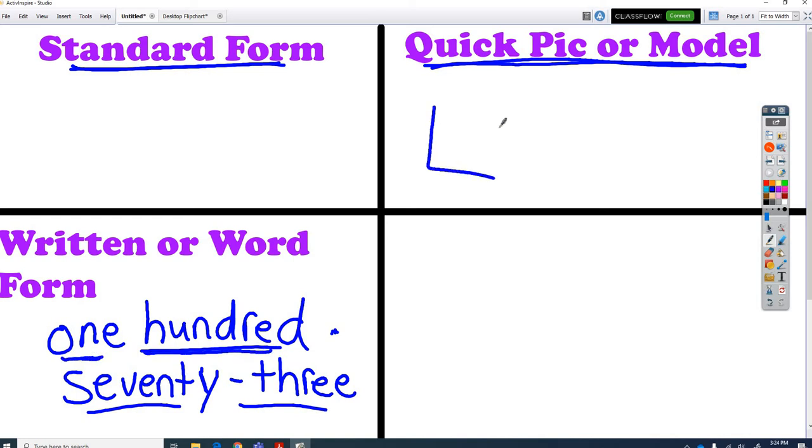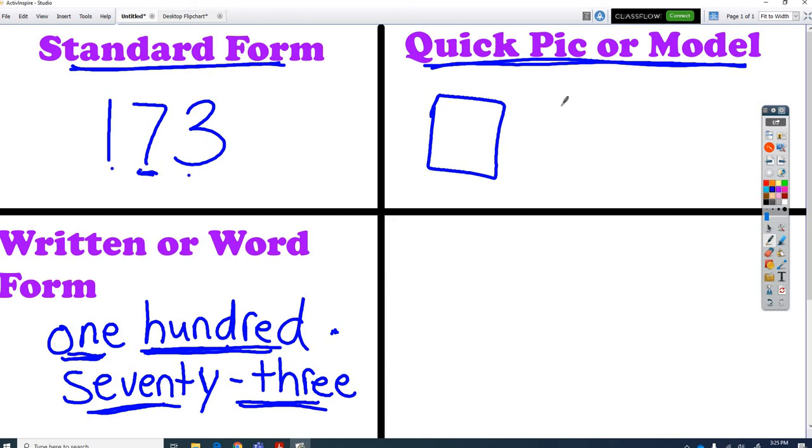So when I do my quick picture, I just need 100. And I'm going to put 100 in the hundreds place. And then 73. I know 73 looks like this. So I've got 173. And 73 has 7 tens, and then it would have 3 ones. 100, 10, 20, 30, 40, 50, 60, 70, 73. I see 3 there. Very good. 173. Awesome. It seems like you guys are pretty good at these ways.